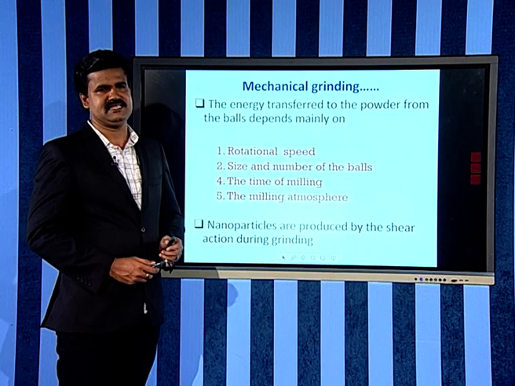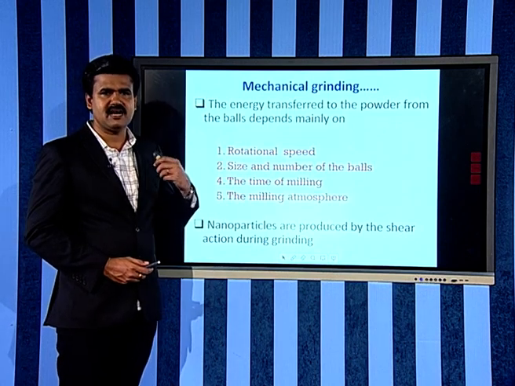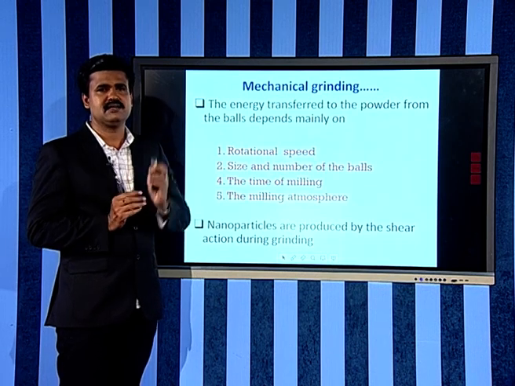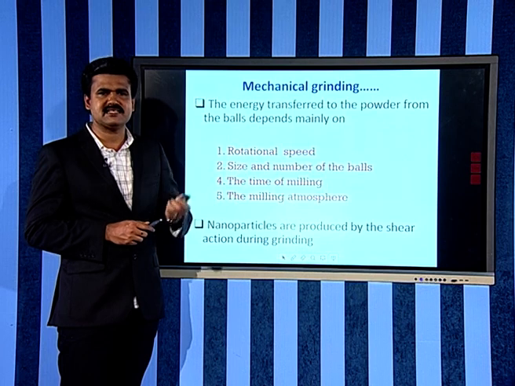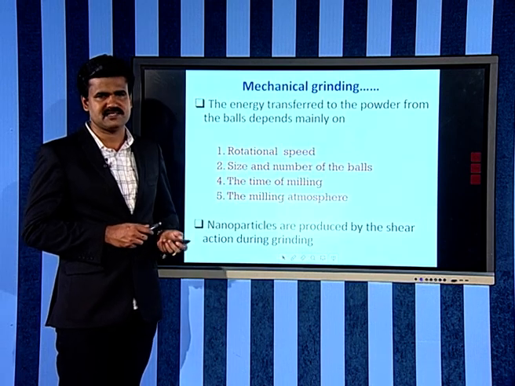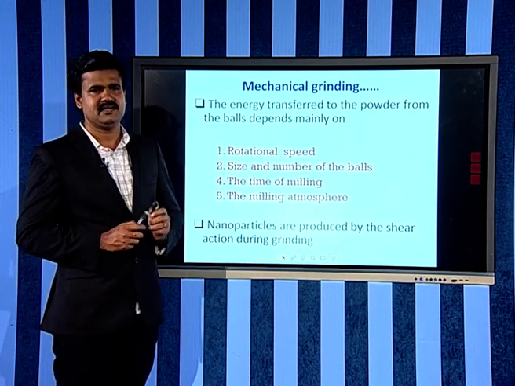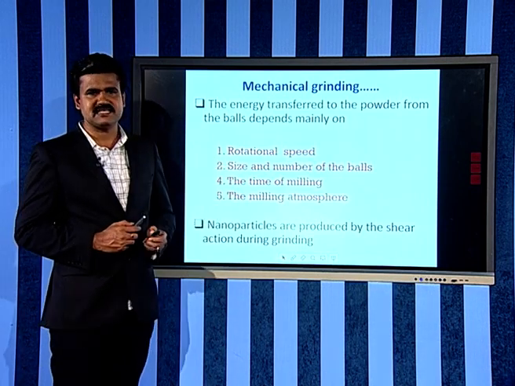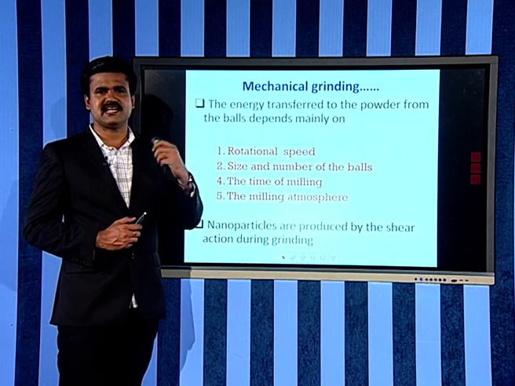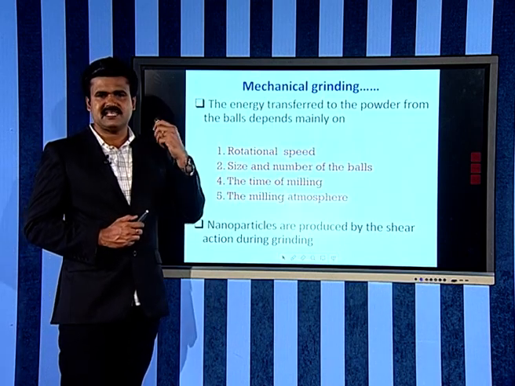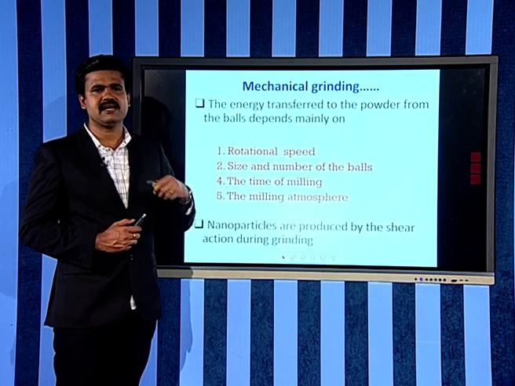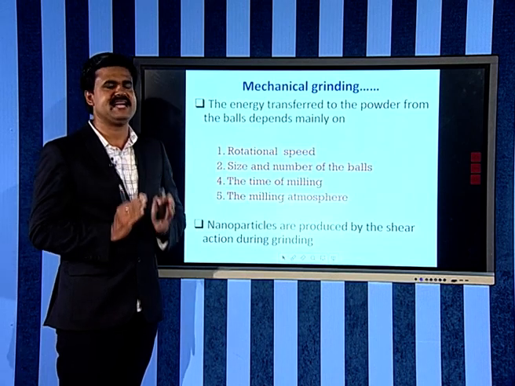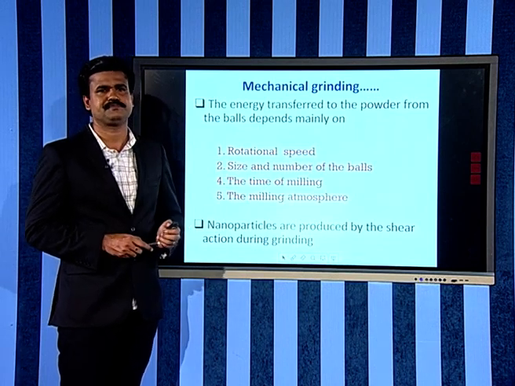It should be noted that in the case of mechanical grinding, energy is transferred to the powder from the high energy steel balls or refractory balls, and this energy transfer depends on some important parameters. These parameters are rotational speed, size and number of the balls, the time of milling, and the milling atmosphere. Nanoparticles are produced by the shear action during grinding.